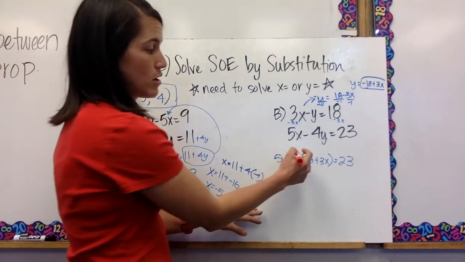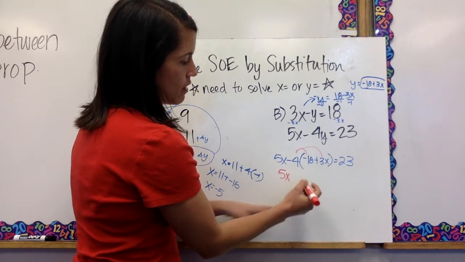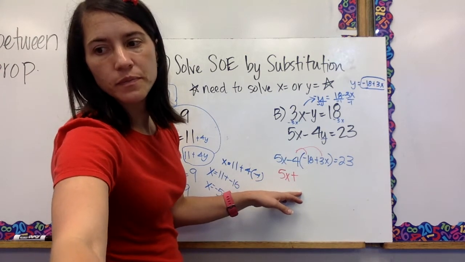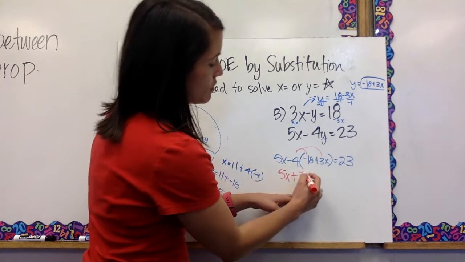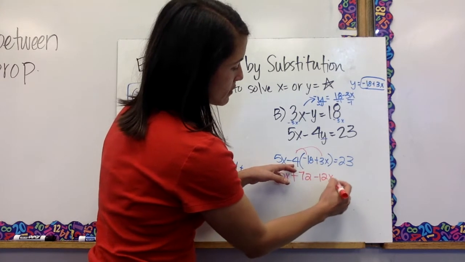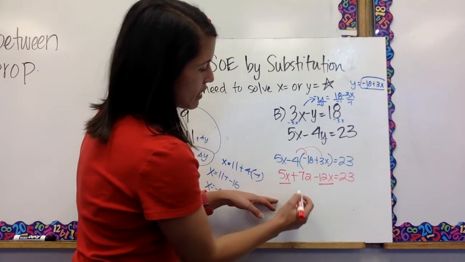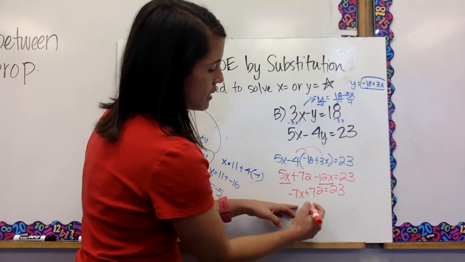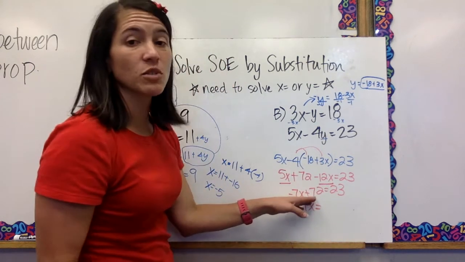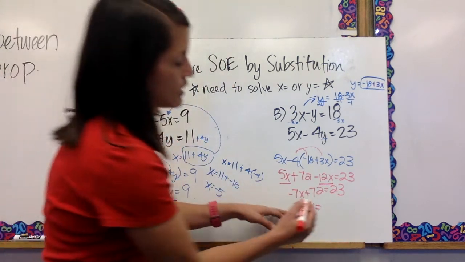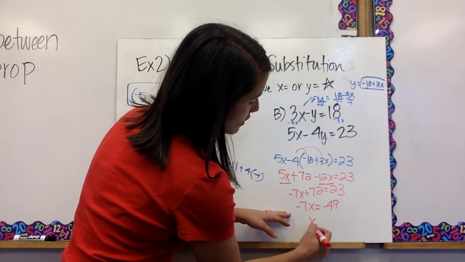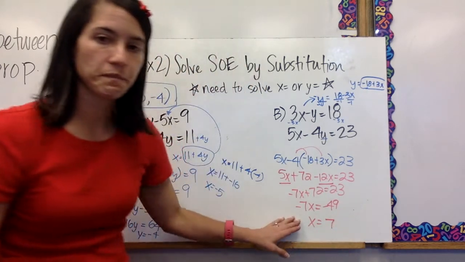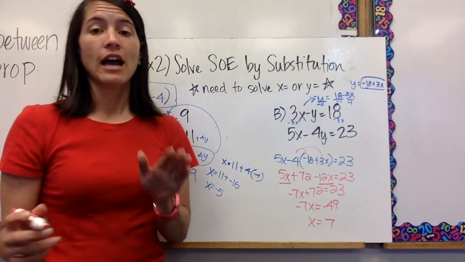I have to distribute 5x plus, let me see, 72 minus 12x. You're going to combine like terms, so negative 7x plus 72 equals 23. I'm going to subtract 72 from both sides, and I get negative 49. And then I divide both sides by negative 7, and x is equal to 7. That's half of my ordered pair. I found the x value.